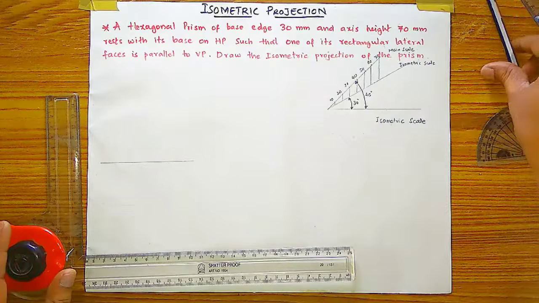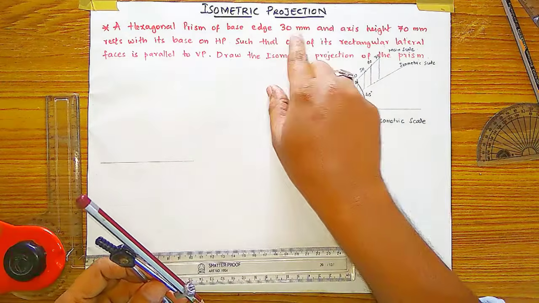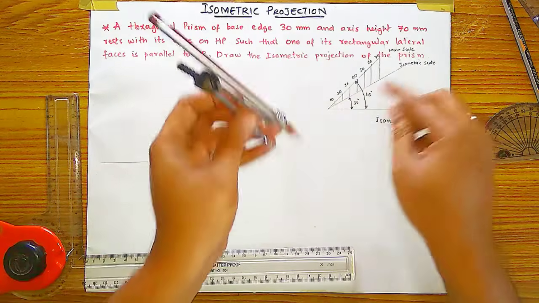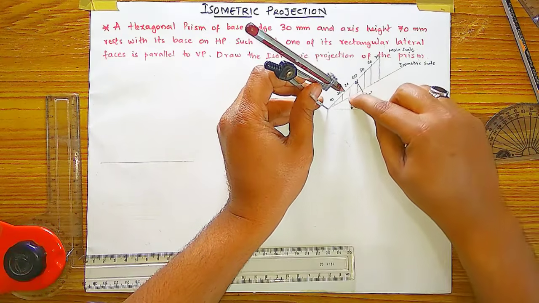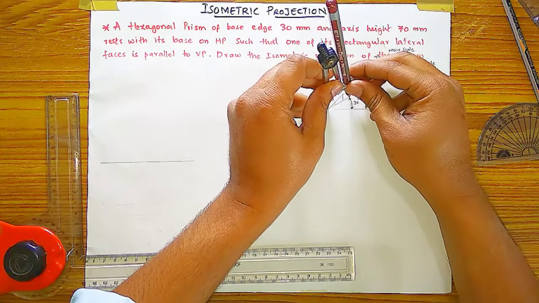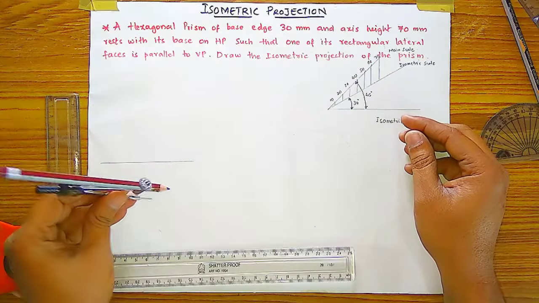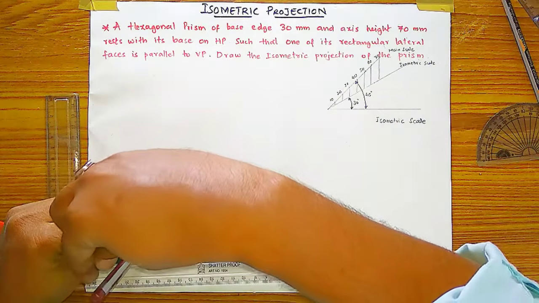So how to draw with the isometric scale the 30 mm? In the question it says 30 mm, but for isometric projection we have to draw with the isometric scale. So for the 30, this line measurement we have to measure according to the 30 dimension, and you have to draw a hexagon.